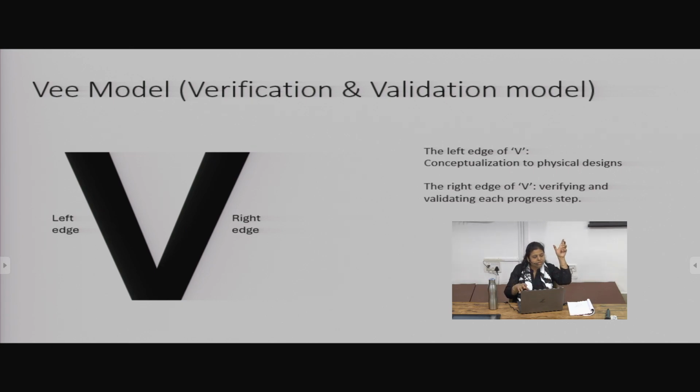So on one side of the V, the left edge and the right edge, these two edges are actually expressing all the required work and how we will be moving in this system's life cycle, how we will be putting the verification and validation in our system's life cycle. A manufacturing system and a software system. What is the difference between these two systems?